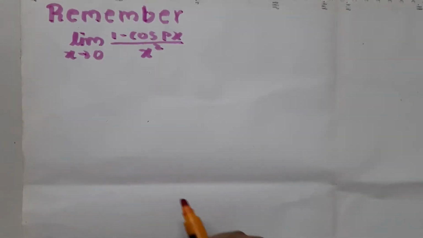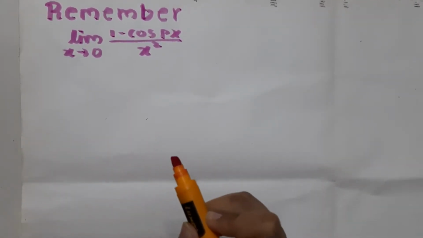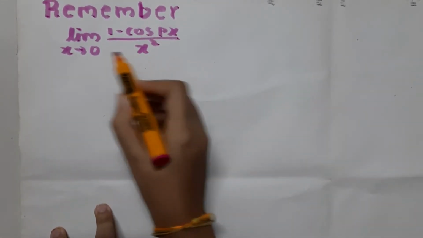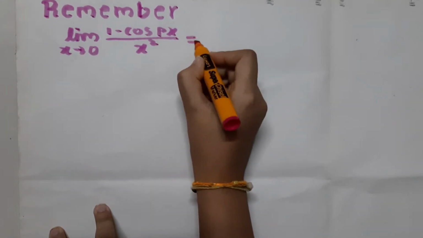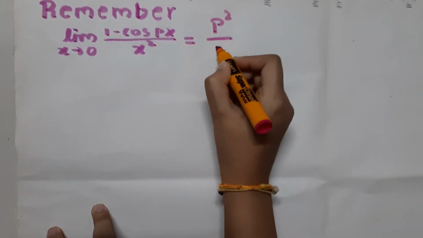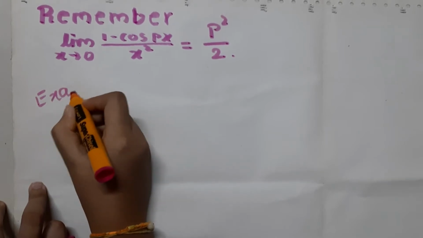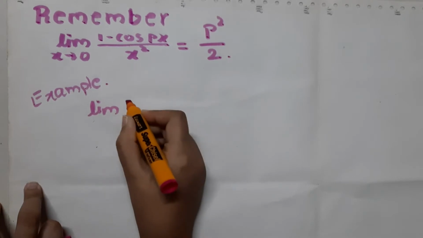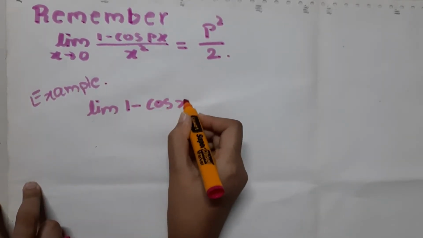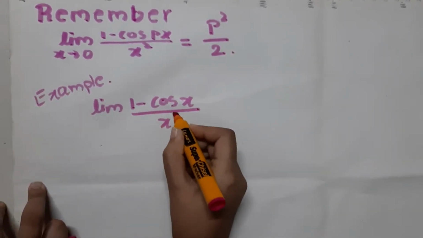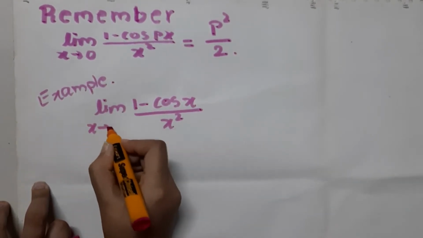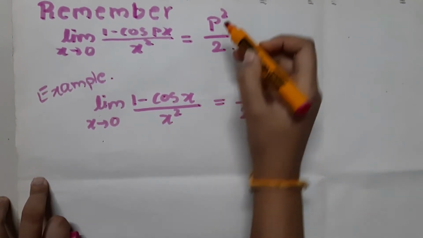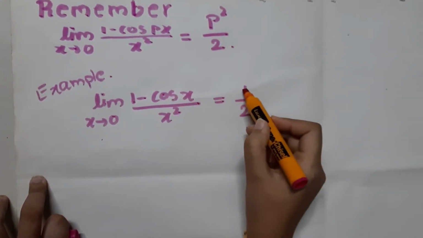Trick number 2. This is another useful and time-saving result. Limit 1 minus cos px upon x square as x tends to 0 can be written as p square upon 2. Let us take an example. Limit 1 minus cos x upon x square as x tends to 0 can be written as 1 by 2. Instead of p, we have to write 1.